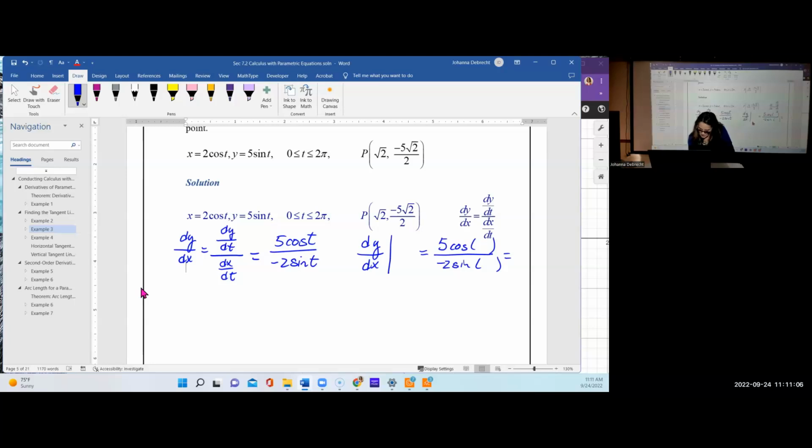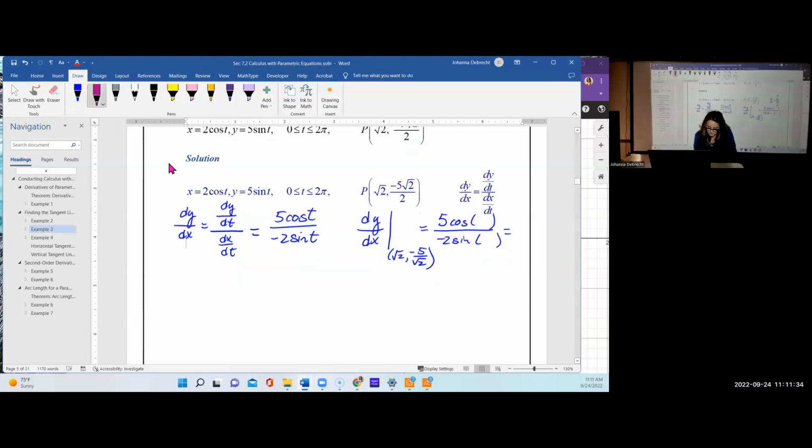What we're looking at now is the square root of 2, and I'm just going to write negative 5 over the square root of 2 to save a little space. That's our ordered pair. We don't know what t value gives us that particular point, so we need to find the t value by finding when x comes out to be square root of 2 and when y comes out to be negative 5 divided by the square root of 2. Let's come down below and work on that first.